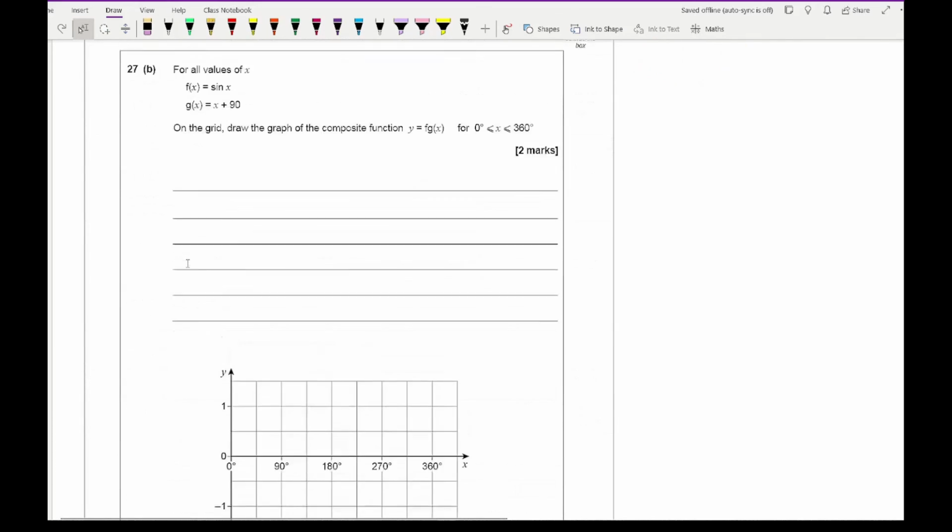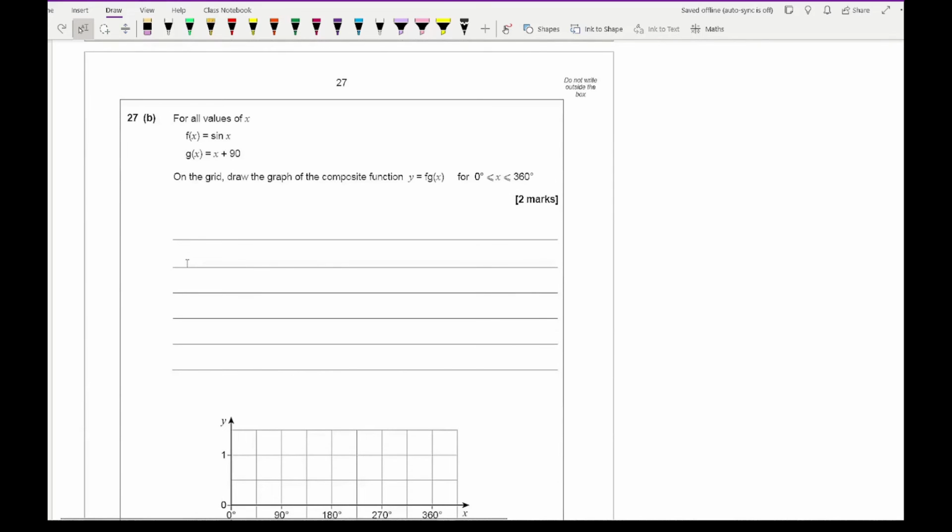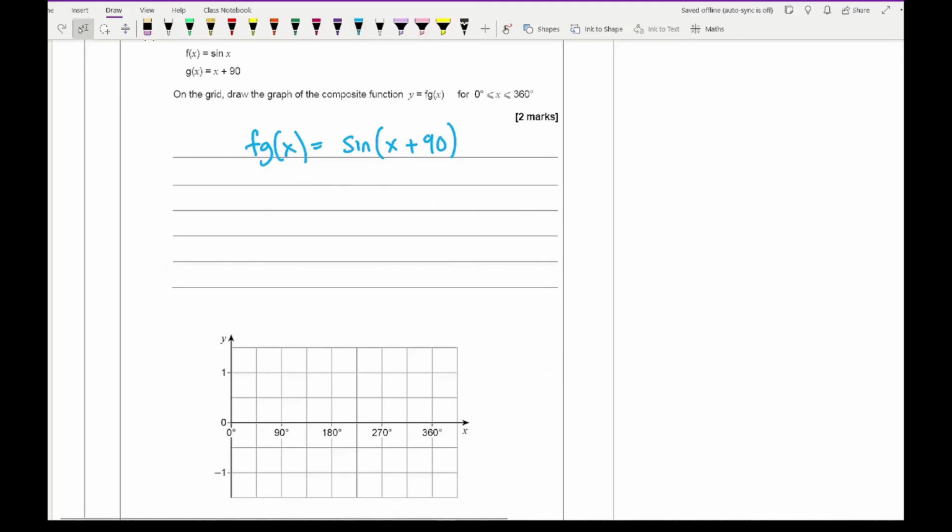Then with 27b, it says for all values of x, f(x) equals sine x and g(x) equals x plus 90. On the grid below, draw the graph of the composite function fg(x) between the values of 0 and 360 for x. So for this, fg(x) is going to equal sine of (x plus 90). So from this, what we then want to plot is this. Now this is basically a shift of 90 degrees to the left.